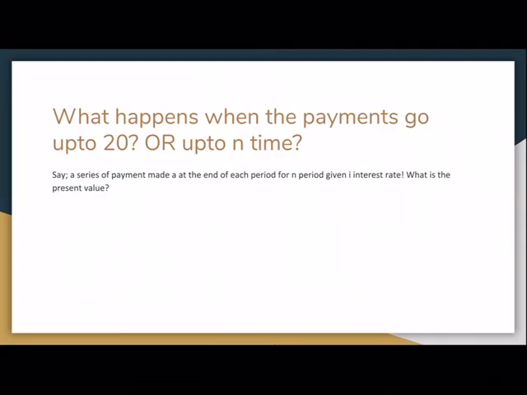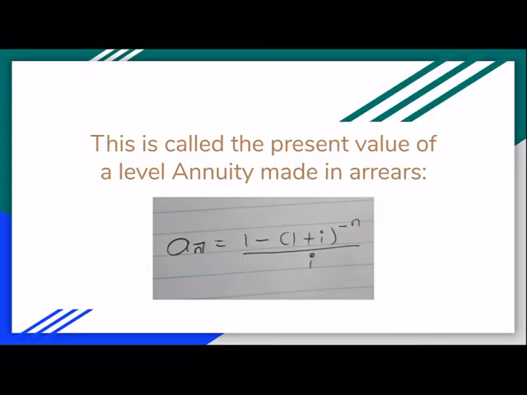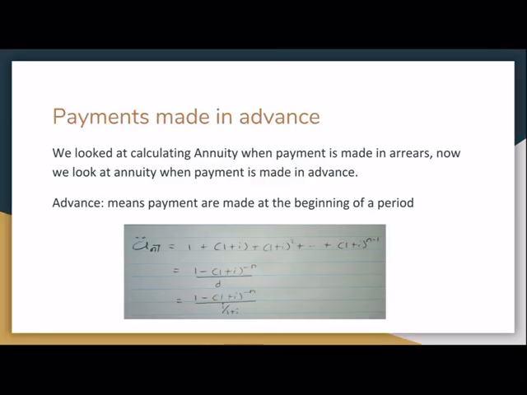Okay, let's look at this formula we have. So this (1 plus i) to the power negative n is actually v to the power n. Let's see what happens when payments are made in advance. In the first example, we looked at payments made at the end of the period. That's payment made in arrears. So now we have to look at payment made in advance. So this is the formula you will use to find the present value of a series of payments which are made in advance.